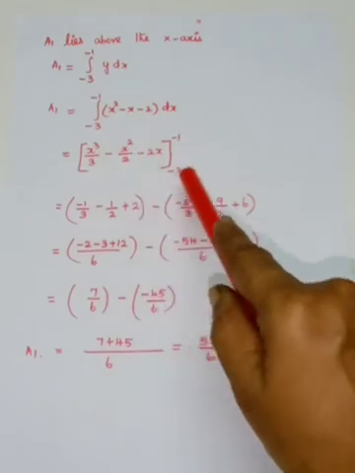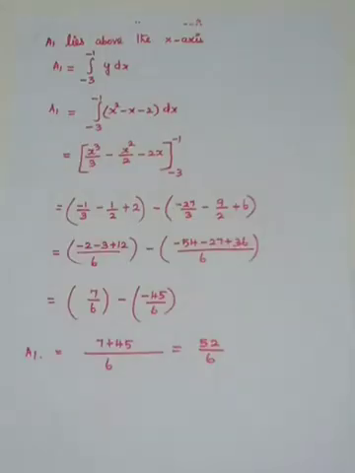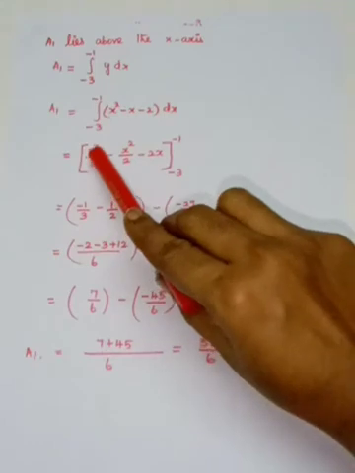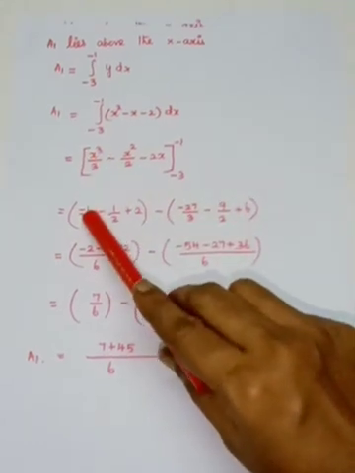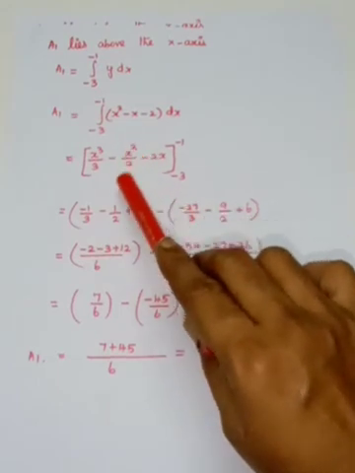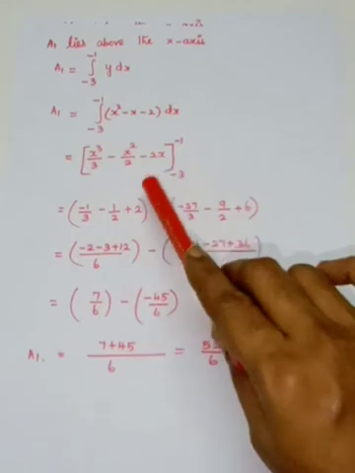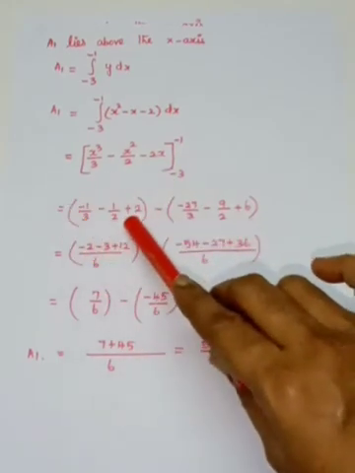And the limits vary from minus 3 to minus 1. So first you have to apply the upper limit. While you are applying the limit, you have to be careful about the plus and minus. Here, minus 1 the whole cube will become minus 1 by 3. Minus 1 the whole square is 1, so it is 1 by 2. And here you have minus 2 into minus 1, which is plus 2. So the upper limit is over.